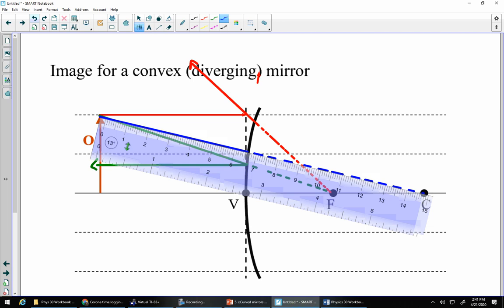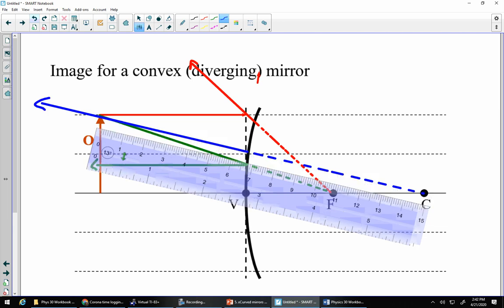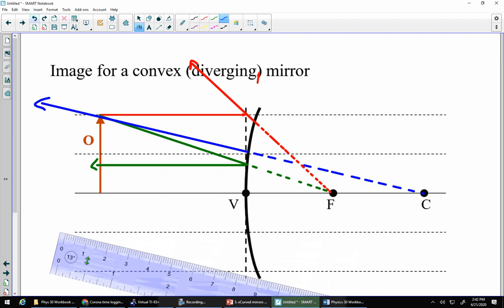Where's it gonna bounce back? Well, it's gonna bounce back along the exact same path. So bounce back along the exact same path. Cool. So let's get that ruler out of the way for a second here. This is where all of those rays sort of go, I suppose, for lack of a better word.